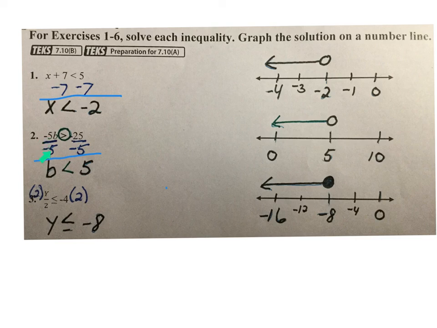So negative divided by -5 is 1, so that's your 1b. Your sign flips because this is -5s. And then a negative divided by a negative, when you solve the other side, is a +5. So over here, you're now at a +5. It's an open circle again because there's no equal to sign, and it travels less than because b is less than 5.